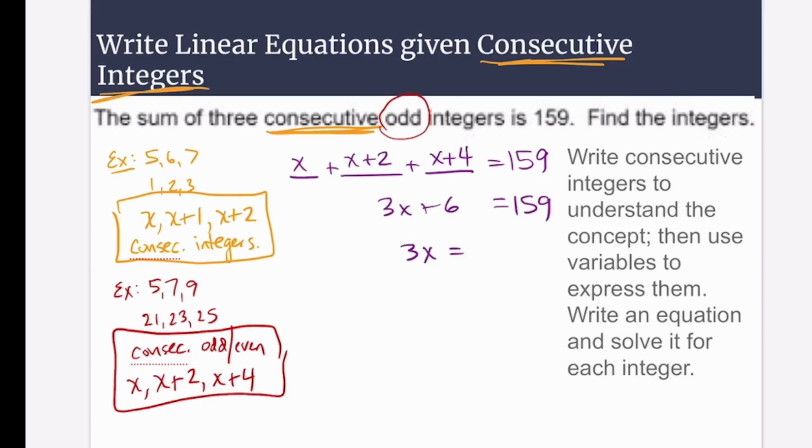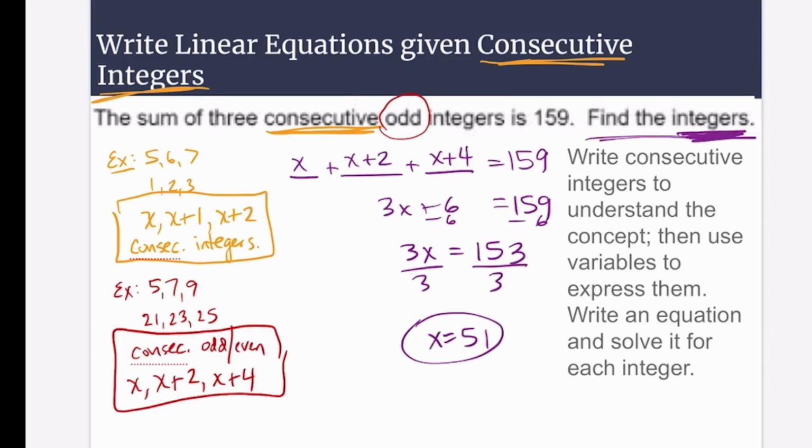We subtract the 6, 153, and x equals 51. Find the integers, not x. So the integers are 51. The next consecutive odd integer, 51 plus 2, which is 53, and then 55. That would be your answer. Those are your 3 consecutive odd integers.